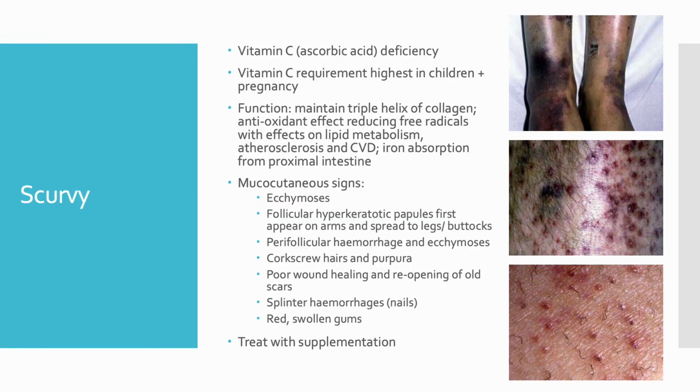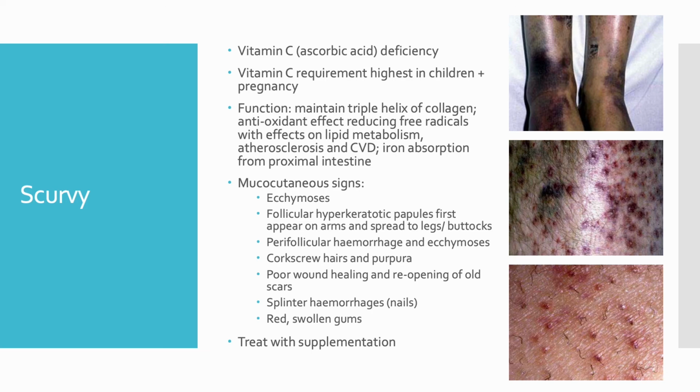Scurvy develops due to inadequate intake or absorption of vitamin C. Vitamin C requirements are highest in children and pregnancy. Scurvy is actually not all that uncommon in the UK, where it often occurs in people with really poor nutrition, and particularly alcoholics who get most of the calories from alcohol rather than food.